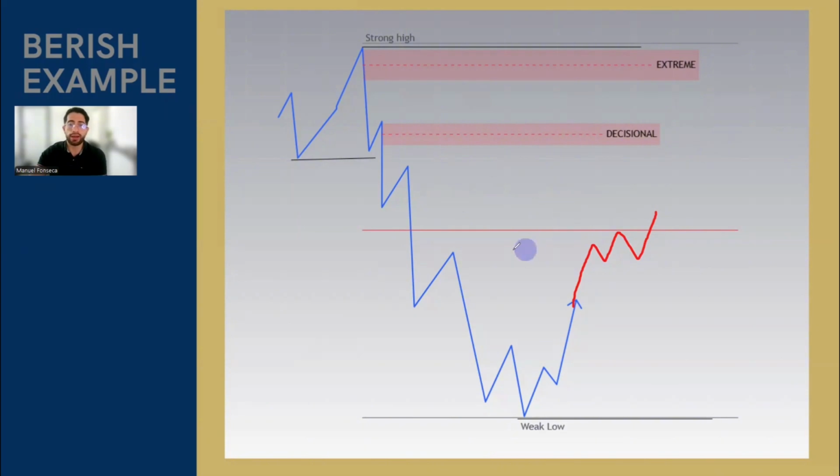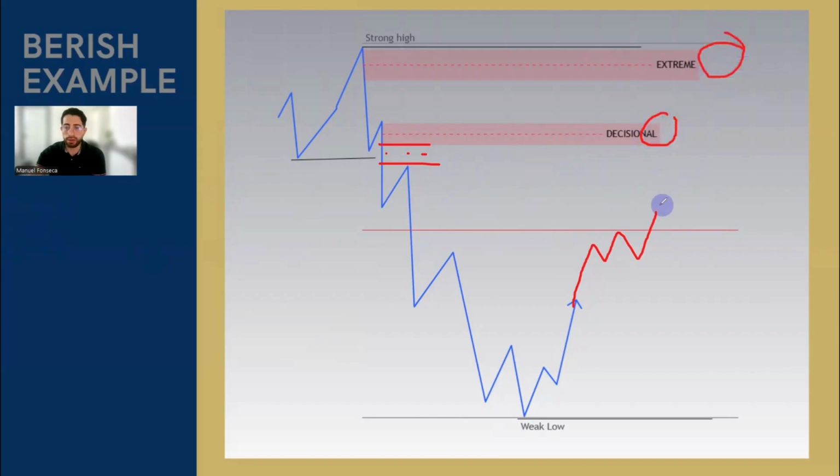Right now, we have decisional, which is here, and extreme, which is here. Also, let's imagine we have a small imbalance here, from this point to this point, in the middle there is an imbalance, correct? Okay, what may happen here? Now we have to spot the possible reactions of the market. In this moment, we may expect the price to go to this decisional, or even go to this extreme.